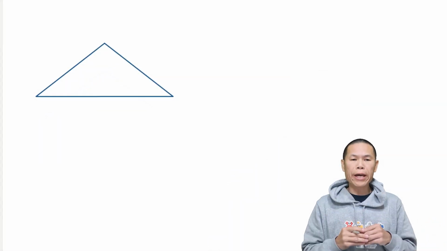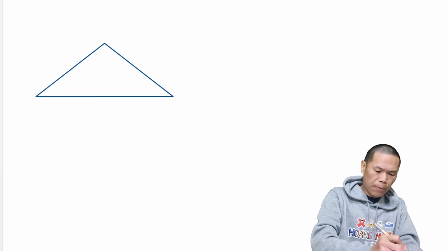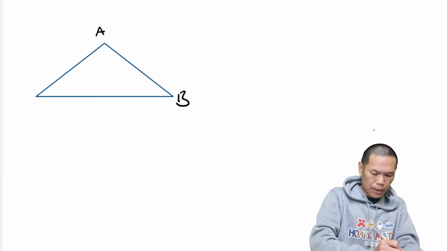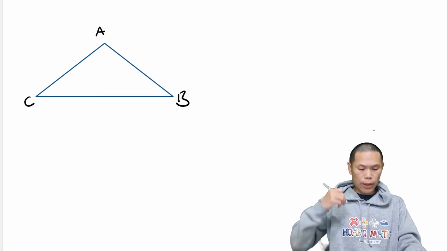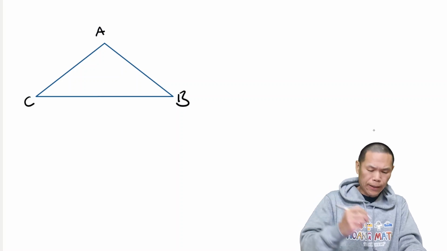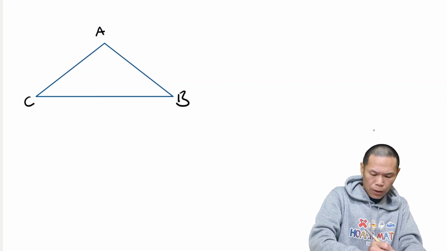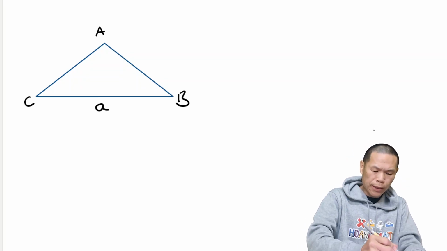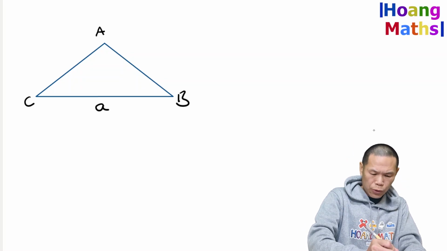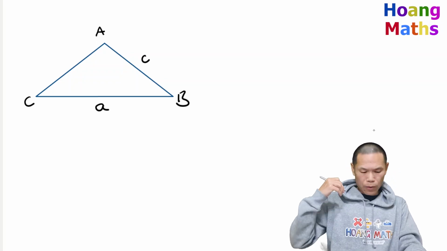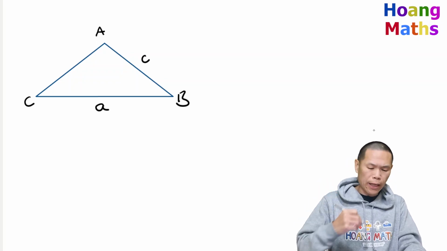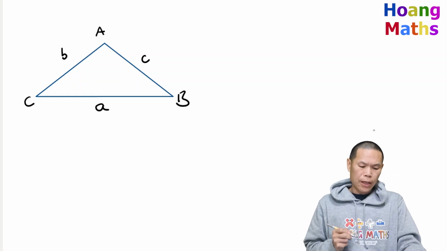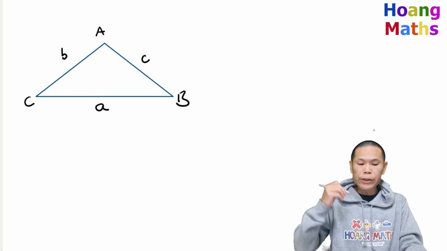Let's say we have a triangle here. Let's name the angles A, B, C. So the length opposite A, we use lowercase a, small a if you like. And opposite angle C, we use small c. And opposite angle B, that is the side B, we use small b. So there you go. And the rule is this.